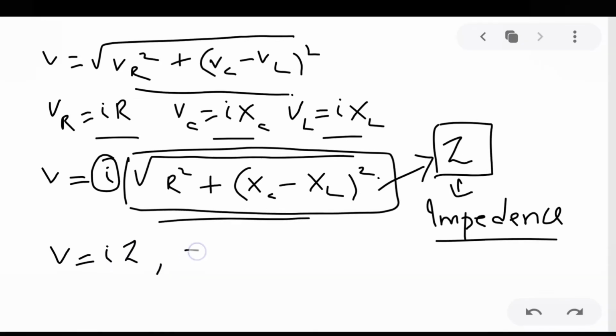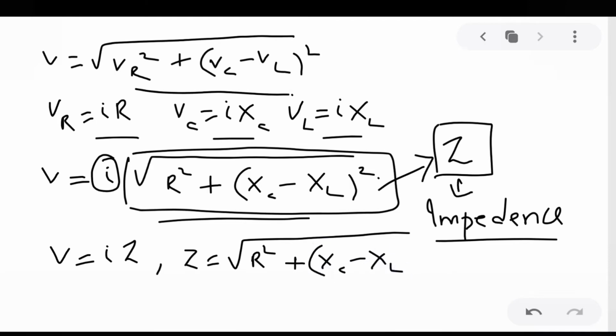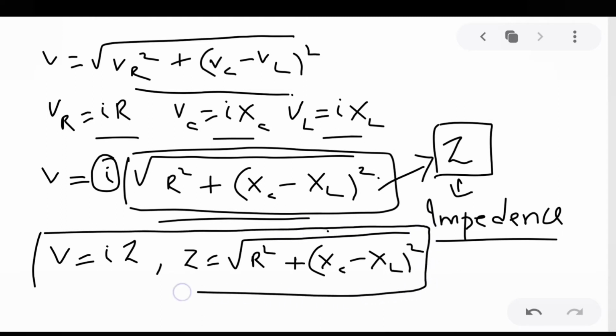Where Z is equal to the square root of R square plus (XC minus XL) whole square. So we have obtained one important result. Now regarding the term Z, that is the impedance.